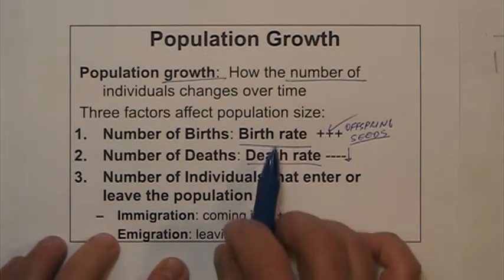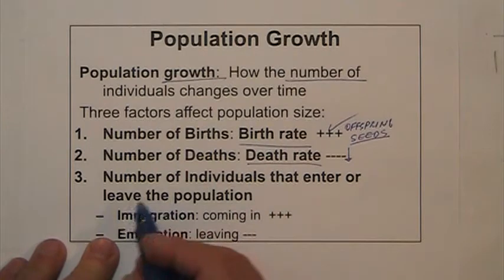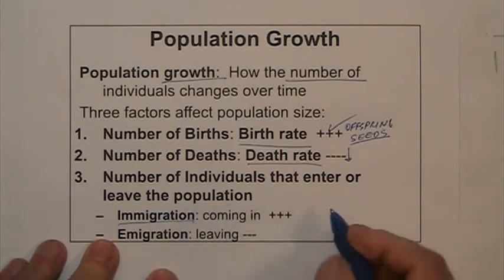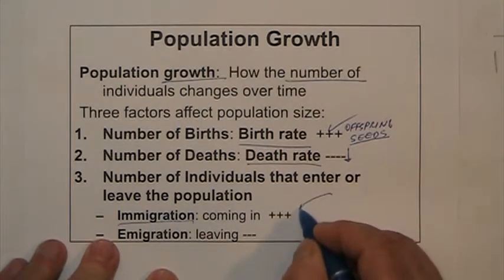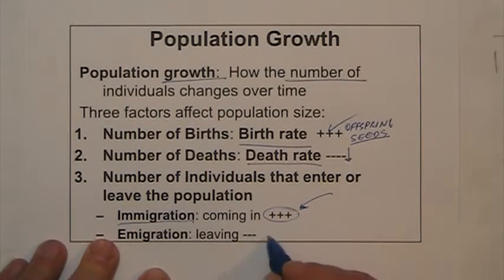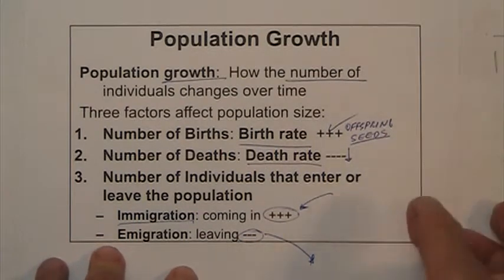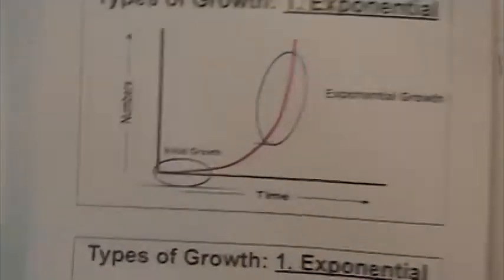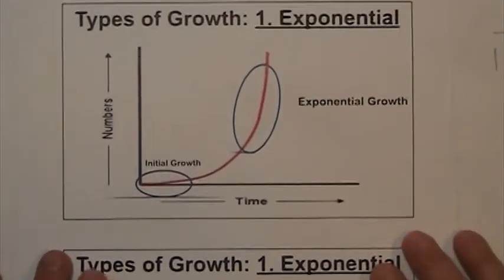And finally, besides the birth and the death, the number of individuals in a population is also going to be determined by factors such as immigration. Basically, individuals that come in are going to increase the numbers, or emigration, individuals that leave, which obviously decrease the numbers of a population. So all those factors you have to take into account and try to quantify them when you are doing ecological studies.